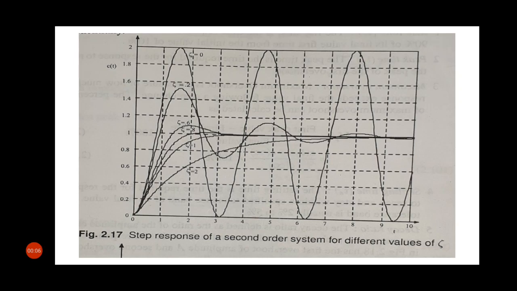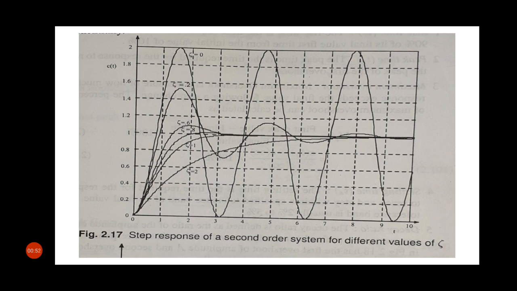In the previous lecture, I derived the step response of a second order system for different values of zeta. So this is the characteristic of the step response of a second order system for different values of zeta. On the x-axis is our time and on the y-axis is our output. For different values of zeta, our step response behaves in this manner.